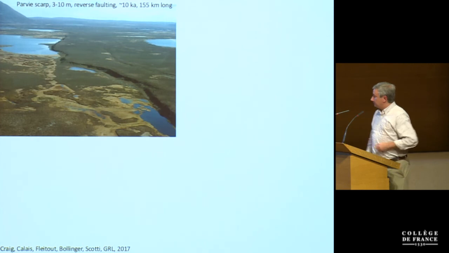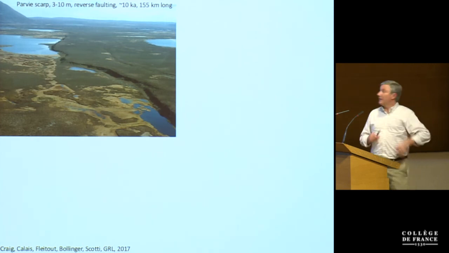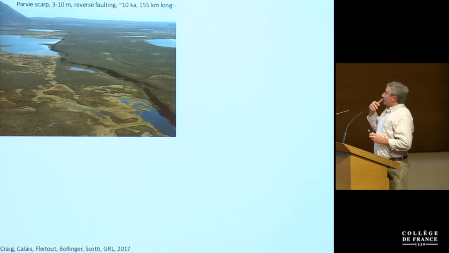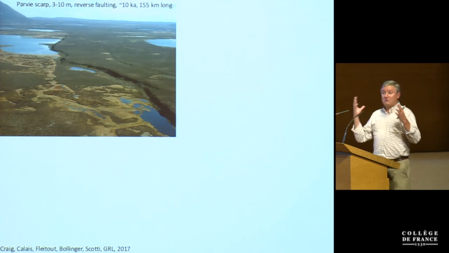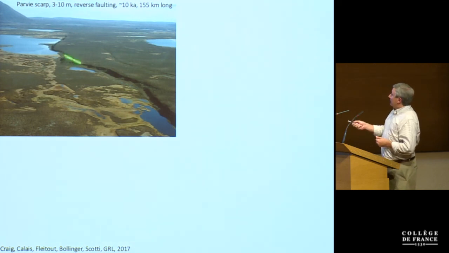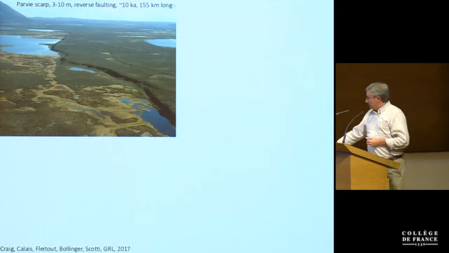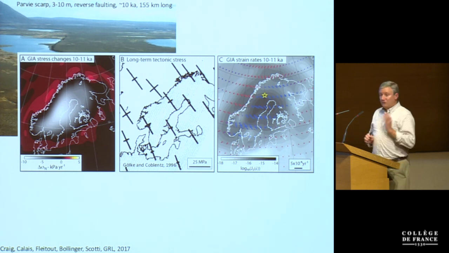One last vignette. So far I've talked about the triggering of earthquakes, and I've said earlier that there may be fossil strain in the crust that is available. This is the Parvie fault, a reverse fault in Scandinavia. Reverse faulting in Scandinavia 10,000 years ago.